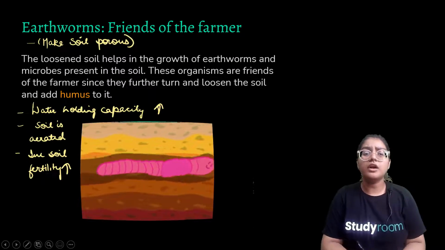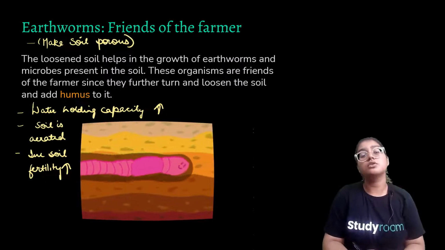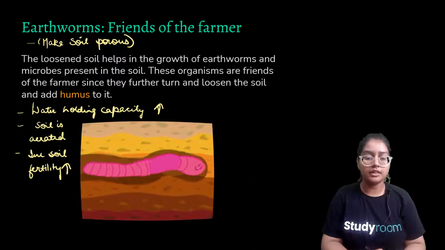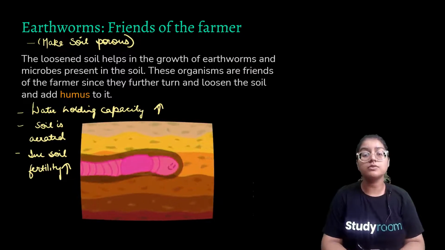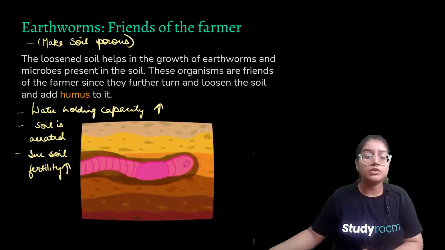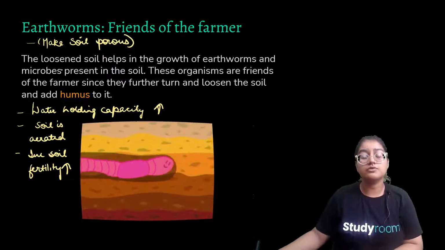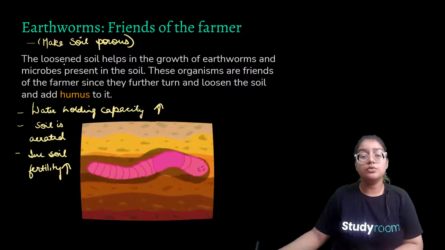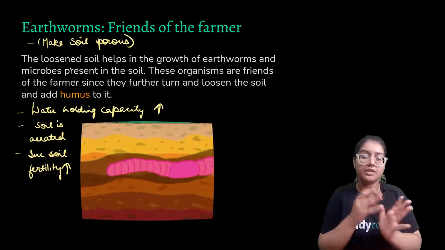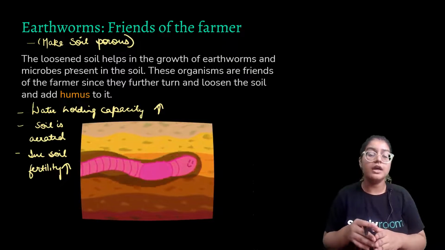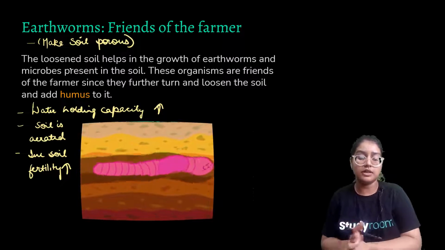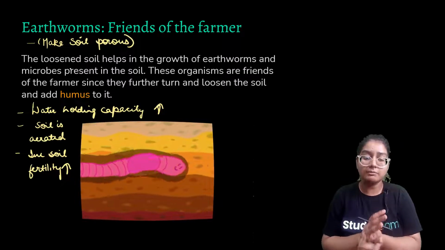Now I'll be talking about earthworms. Since we discussed the importance of preparation of soil and loosening of soil, in the third slide we'll be talking about earthworms, friends of the farmers. Why do we call earthworms friends of the farmers? The technique by which we loosen our soil, moving it from a tight position to a loosened position, is called ploughing. We'll be discussing ploughing in the coming slide.